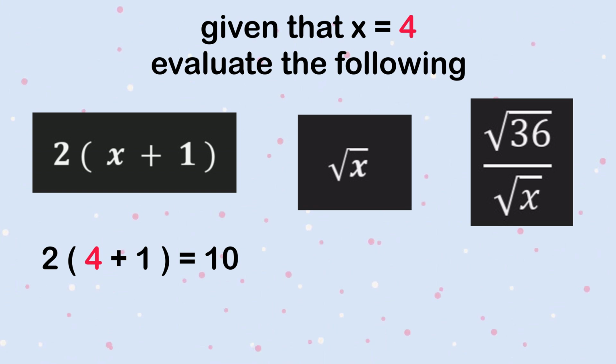In the second one, square root of 4, or in other words, what is the number that gives us 4 when it is multiplied by itself? This number is 2. 2 times 2 is 4.